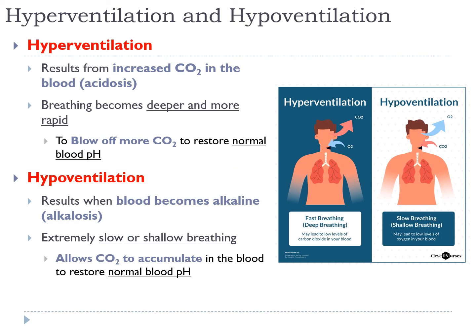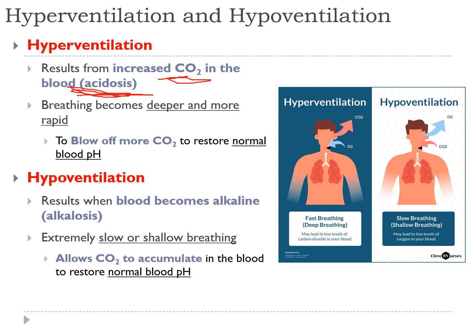Okay, so another clinical correlation is hyperventilation and hypoventilation. Hyperventilation results when you have too much CO2 in your blood, and this results in your blood becoming acidic. And that's bad. Remember, your blood needs to maintain a very narrow range of pH. Just like your pool has to be in the right range of pH, your blood has to be in the right range of pH for your body to function.